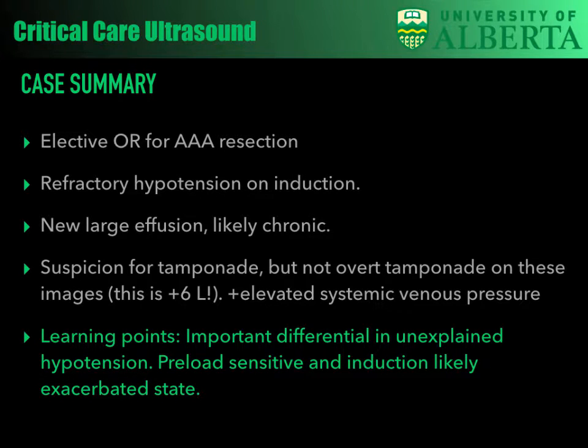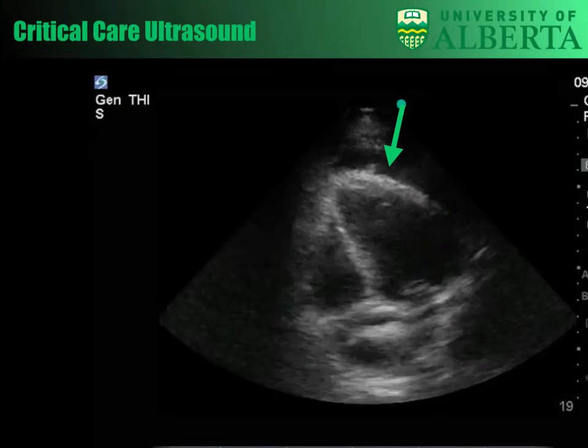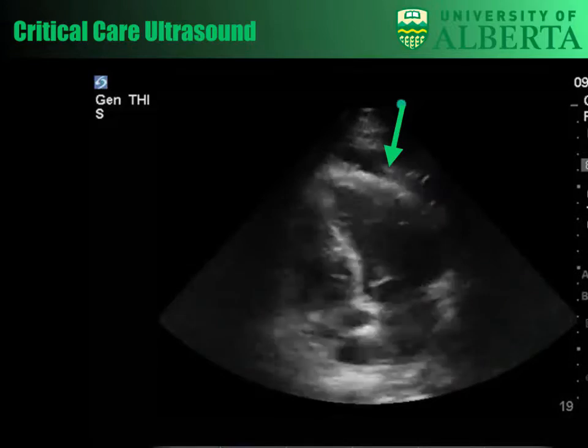So it's an important differential in unexplained hypotension, and it can be preload sensitive, the so-called low volume tamponade, where someone's in equilibrium until we drop their fluid balance by either dialysis or some other acute means, even hemorrhage or dehydration. So this is a quick case, very quick, no stem, just this image.